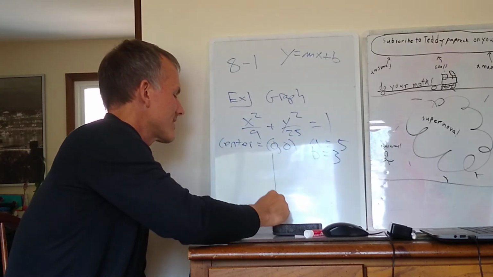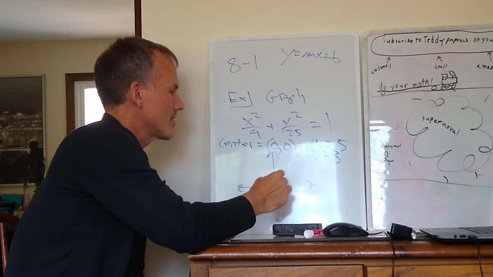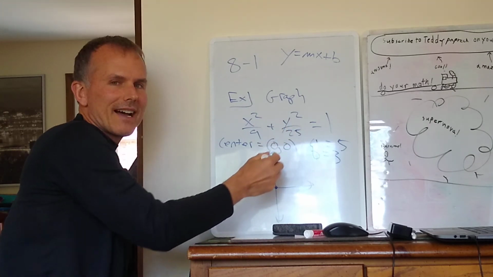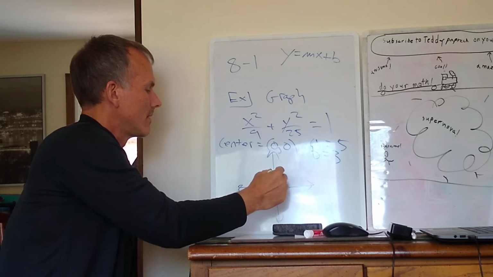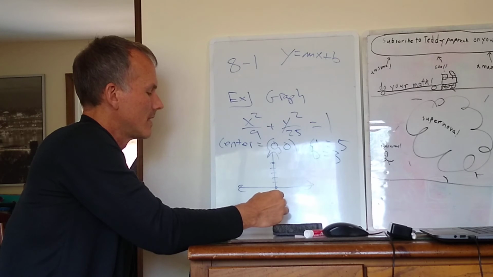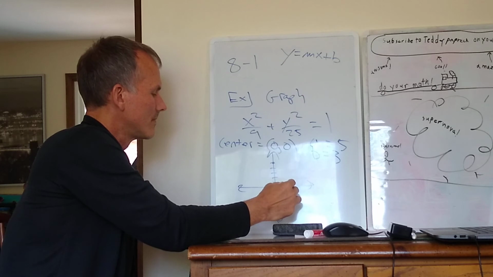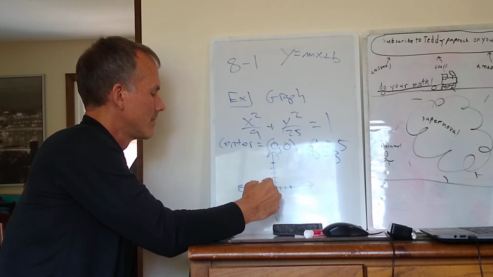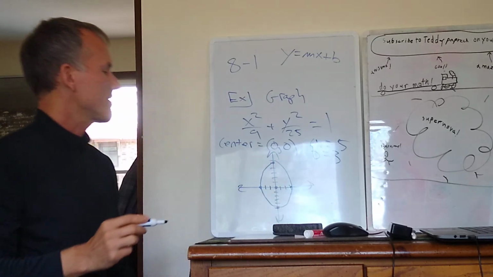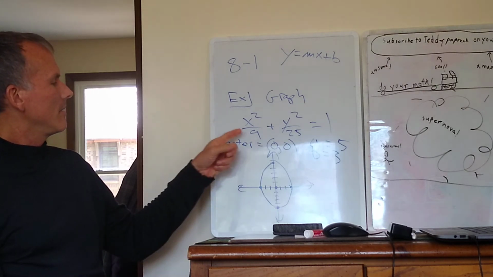So to graph this, the center's right here at the origin. Now, this is a vertical major axis, so I've got to go up and down 5 units from the center, and then left and right 3 units. And then I make my ellipse like so.